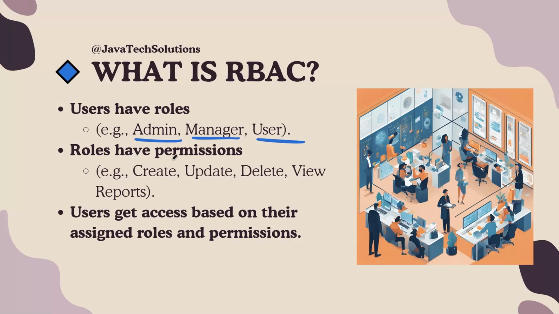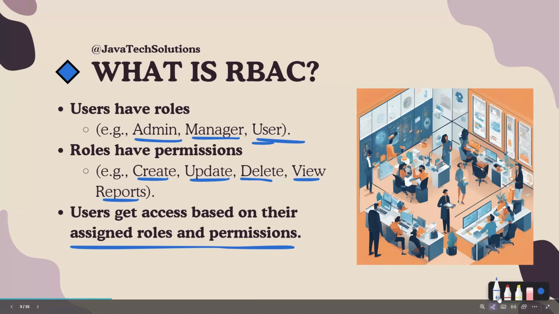Each role has different types of permissions. For example, an admin may have create permission, can update user details, delete, and also view the report. But a user can have only access to view the reports, not to create, update, or delete users. A user gets access based on their assigned role and permissions, meaning whatever roles and permissions that particular user has, based on that the user can access those features from the browser.